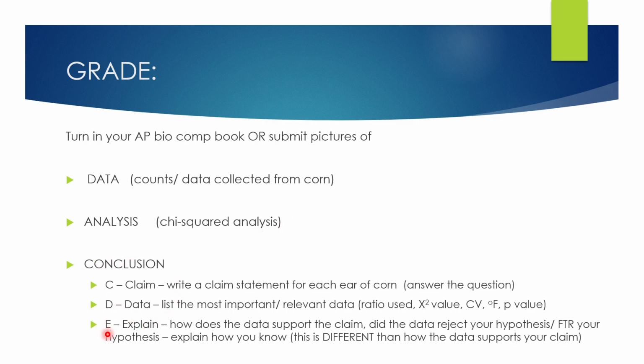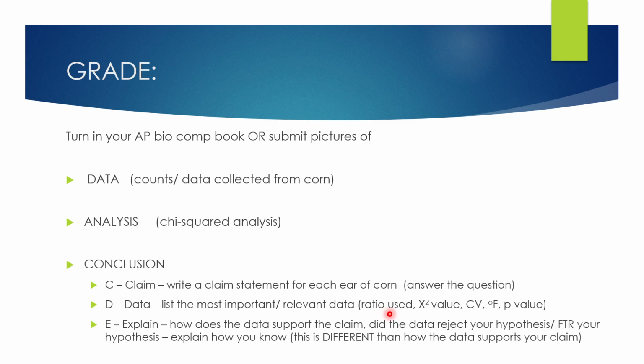Then finally, I need to see a conclusion. Claim. You're going to write a claim statement for each ear of corn. So 2 claim statements, 2 conclusions. Make sure that you answer the question. D, data, list the important or relevant data. I do not need to see all of this data because it's up here. I need you to pick out the important relevant data and list it in your conclusion.